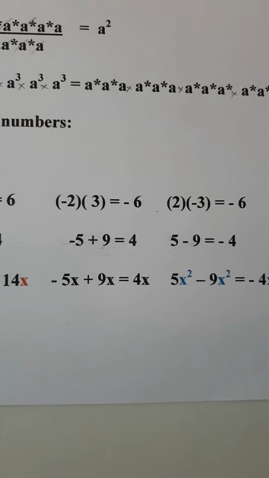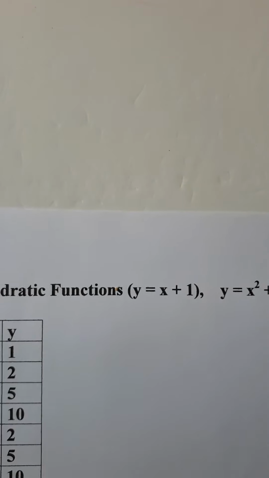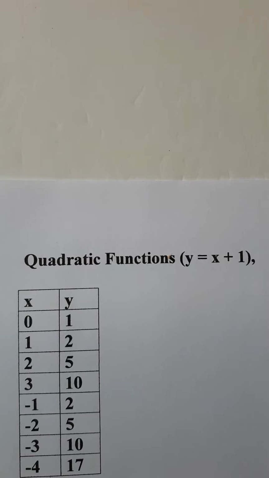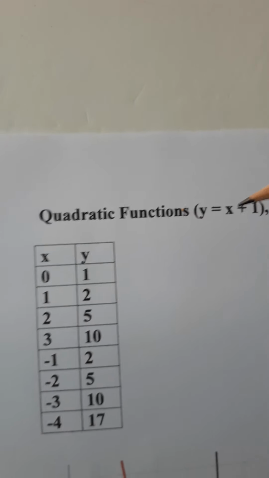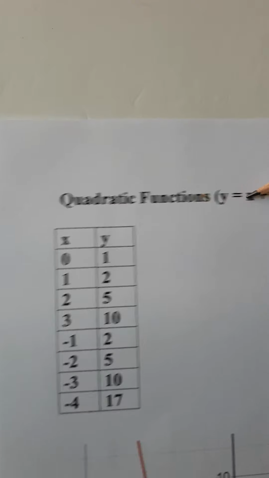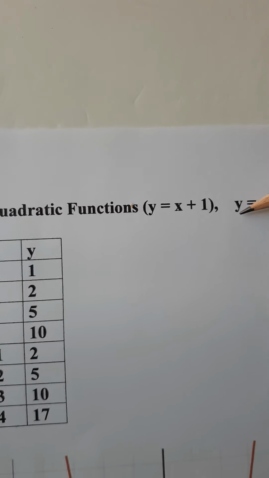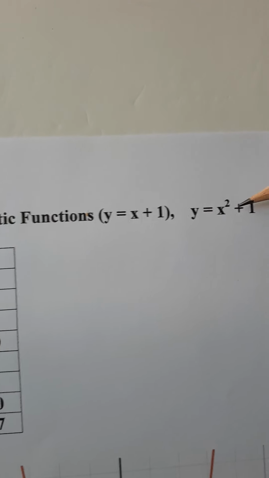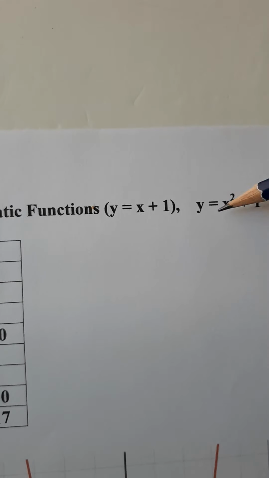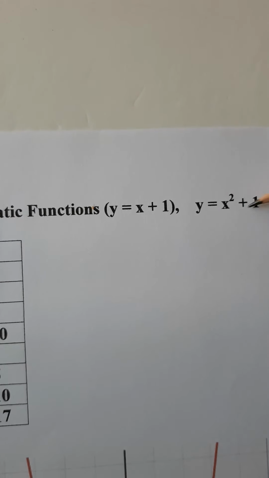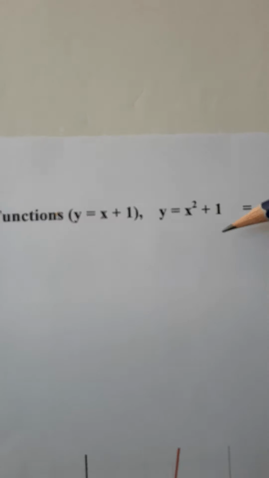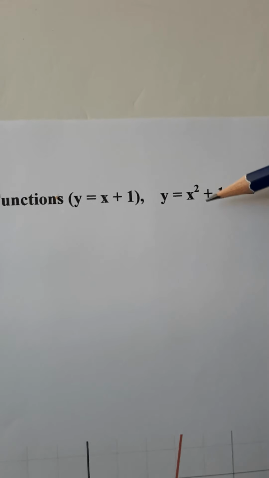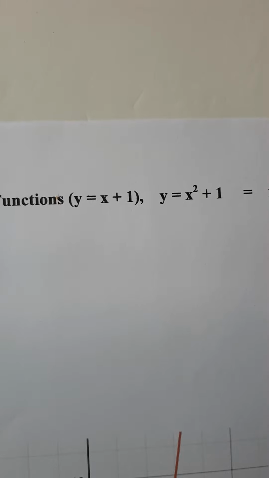Now we are going to see the quadratic story, quadratic functions. Before, we saw linear functions like y equals x plus 1. When we have x squared terms, we call such expressions quadratic expressions. When it is like y equals something, it's a quadratic function. x squared means x multiplied by x.